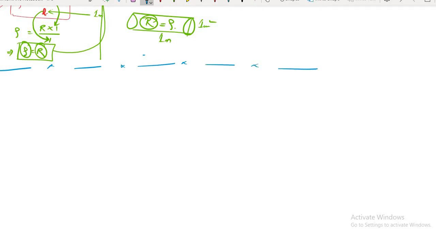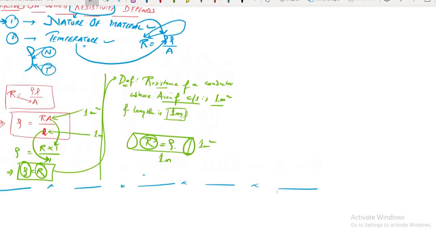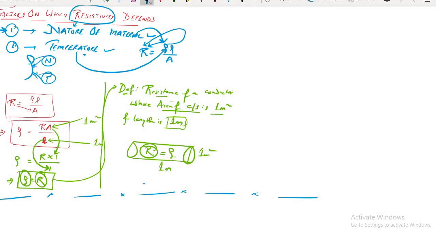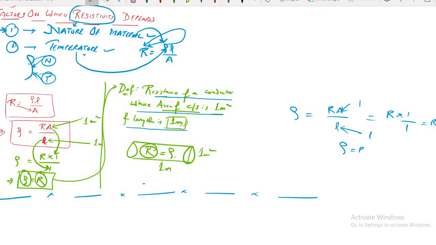So you have understood what do you mean by resistivity. So what is resistivity, my dear? Let me explain you once again. Let me brush up the previous thing, then we will move on. What is resistivity? Resistivity is the resistance of a conductor whose area of cross section is 1 meter square and length is 1 meter. We have got the formula rho is equal to RA by L. If A is 1, L is 1, then what will happen? R into 1 by 1, and we will get it as R.